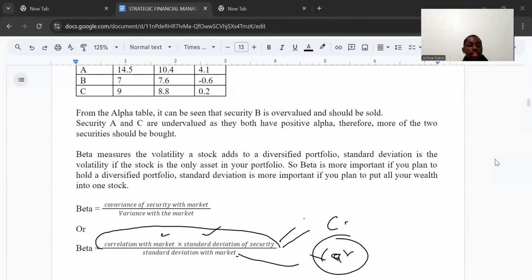So in my next class, I will be taking some other parts of cost of capital. But basically, I will solve a question on this.